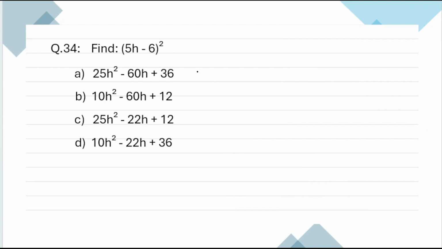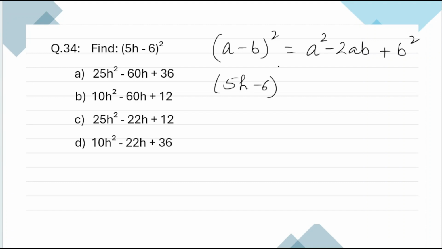Find 5h minus 6 whole square. So this is the special case of this special product, a minus b whole square, which gives you the expansion of a square minus 2ab plus b square. So in this case, we have 5h minus 6 whole square. So what is a? A is 5h. So 5h whole square minus 2.